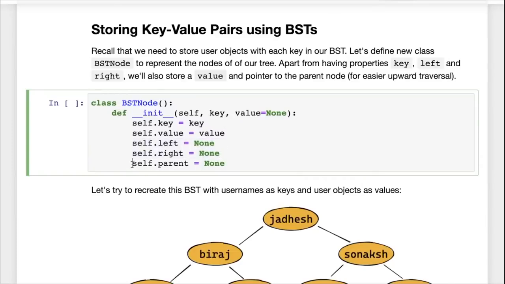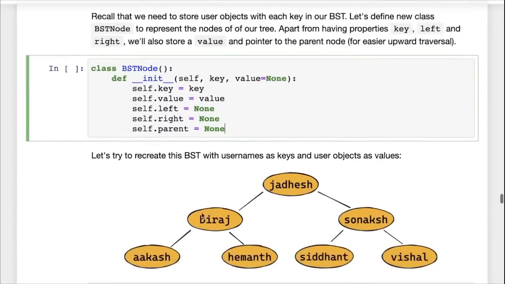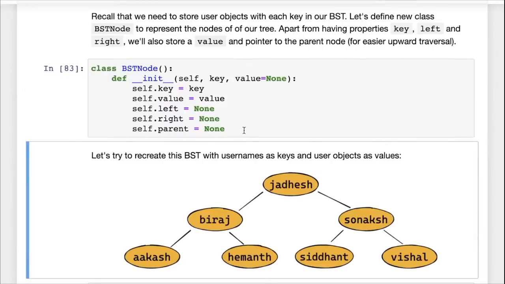Apart from this, we also set another property called parent, and the parent will point to the parent node. So for instance, if this node is the left subtree of this root, then the parent of Biraj will point to Jadesh. And this will be useful for upward traversal. Now, if you're given a pointer to a node and you have to go back and find the root of the tree, the parent will be helpful there. So this is our BST node.